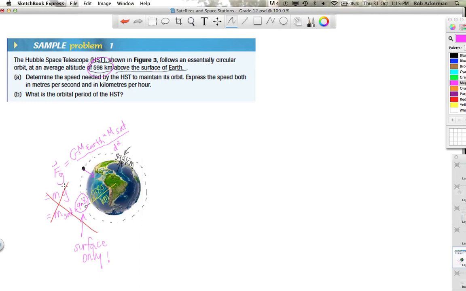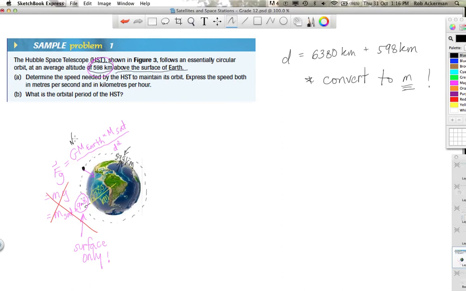Now, what information do they give us here? Do they tell us the mass of the satellite? No. Do they tell us the mass of Earth? No. Do they tell us the distance between the center of Earth and where the satellite is? Yes. We do know that the distance is going to be Earth's radius, 6380 kilometers, plus 598 kilometers. And of course, as you know, the reason we sub units in is because we have to realize when we're using the wrong units, we have to convert these to meters. So make sure you do that. Okay? That'll give us the denominator.